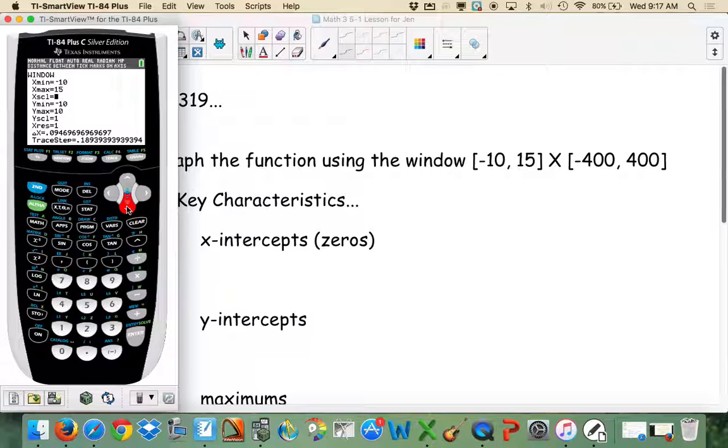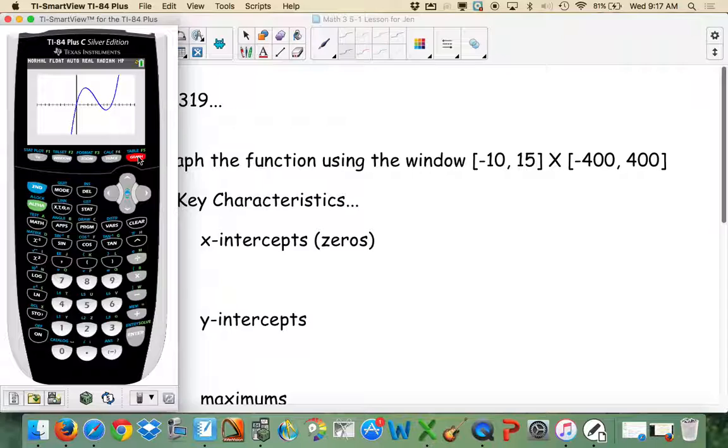We're going to let the x scale remain to be 1, but we're going to come down here to my y minimum, and we're going to make that negative 400, and we're going to arrow down to my y max and let that be a positive 400. We hit graph.